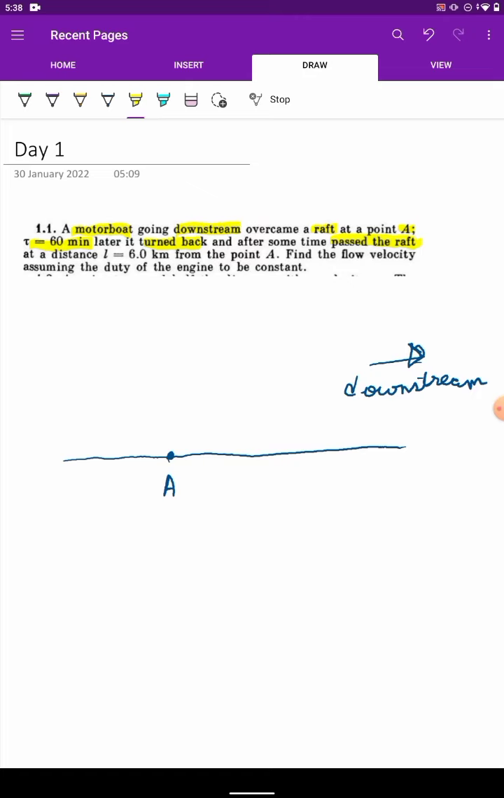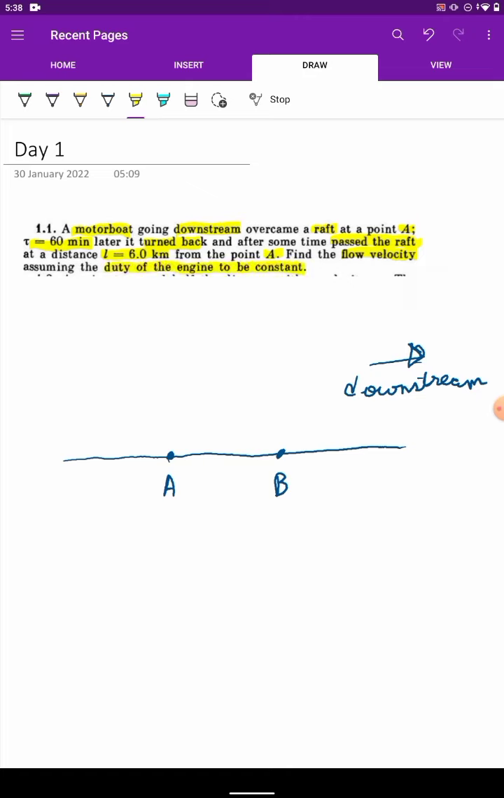So at a distance L equal to 6.0 kilometers from the point A. Fine. Let's consider that to be point B, where they again meet. So A and B are the meeting points. A is the initial meeting point and B is the second meeting point of the motorboat and the raft. So find the flow velocity, assuming the duty of the engine to be constant.